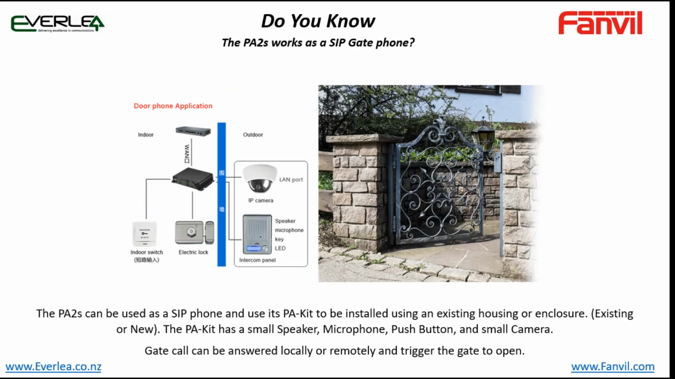Using the PA2 as a gate phone. Using the PA2, a call from a gate can be answered locally or remotely. It can trigger the gate to open and support video calls, and can connect to a network video recorder.